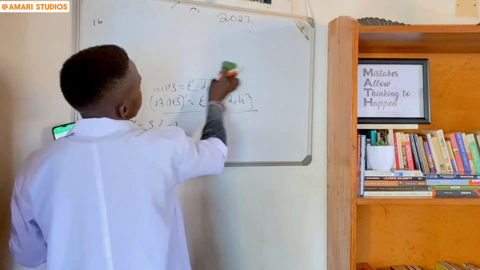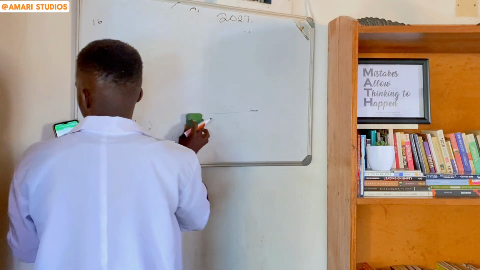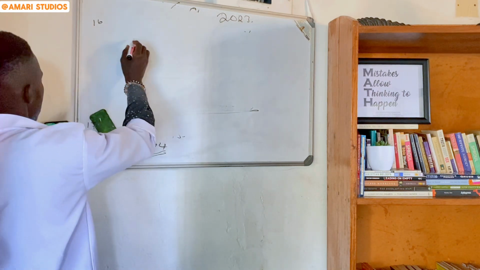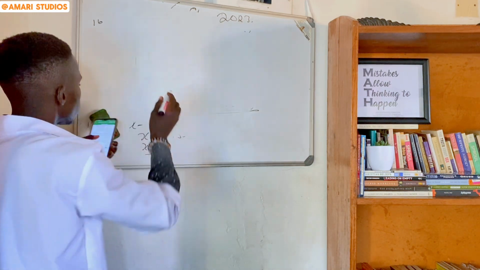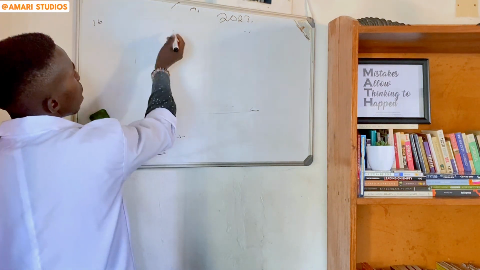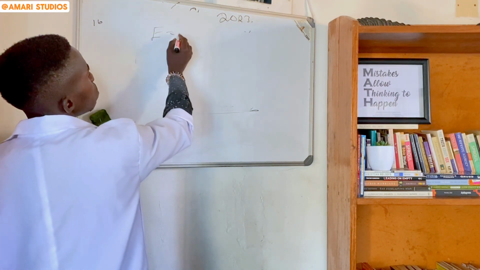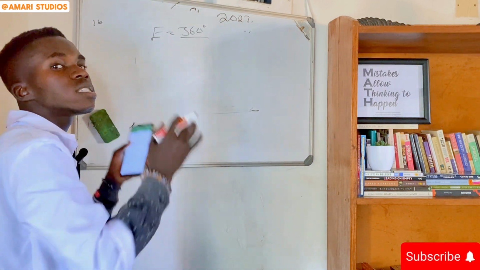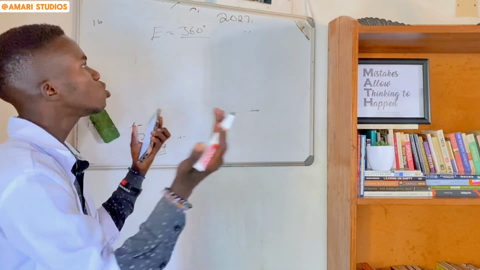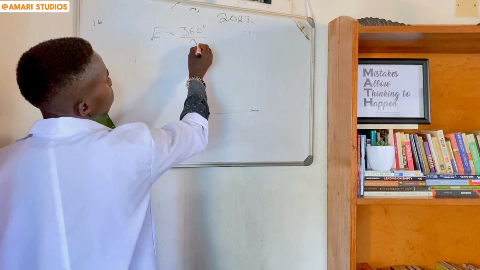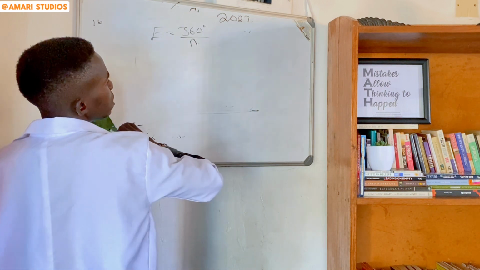The next question is saying a regular polygon has 9 sides. What is the size of each exterior angle? For you to find the exterior angle, there's a formula that we use, which is exterior angle is equal to 360 degrees, which represents the total revolution over that regular polygon, divided by the number of sides, which is represented by n there.